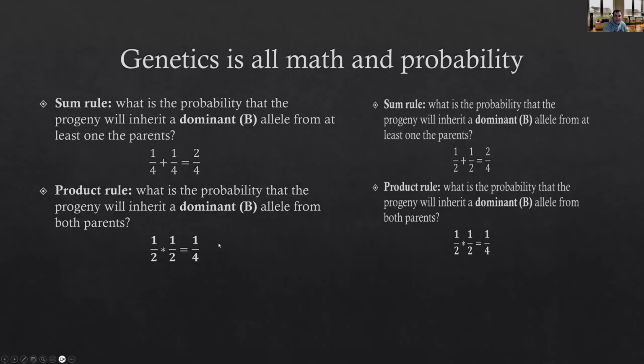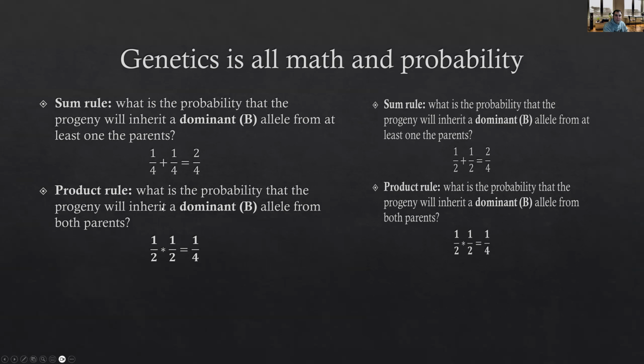Our sum rule would say that there's a 1 in 4 chance that you get just mom's big B. There's a 1 in 4 chance that you get just dad's big B. And as a result, there's a 2 in 4 chance that you're going to end up heterozygous with a dominant allele. Right? 2 in 4 is 1/2.